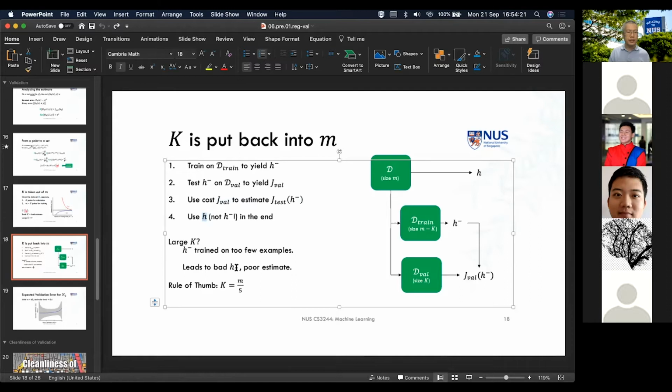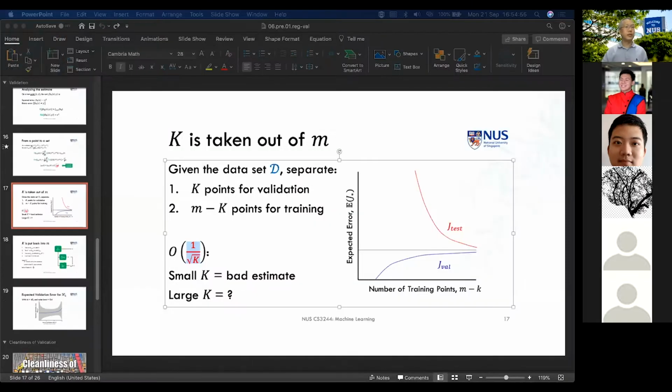So one rule of thumb is to use a K that is 1/5 of the data. You can use 1/10 if you have a lot of data, because maybe that's effective enough. Like I said, if you have a lot of data points, the usefulness of validation will tail off. It will tail off as the square root of the size of the validation data.